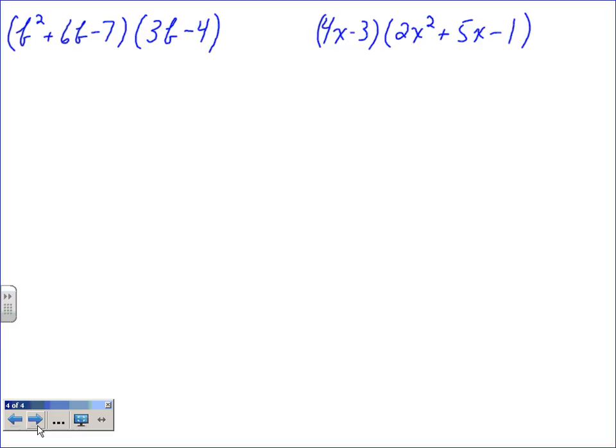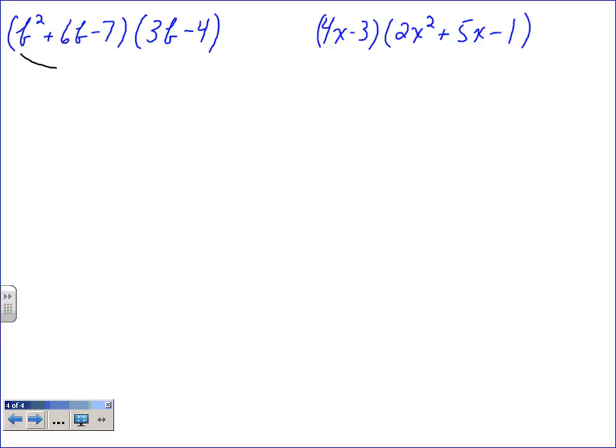All right, let's check this out. It's no big deal. I'm multiplying a trinomial times a binomial. That's 6b. Okay. And it's nothing we haven't done up to this point, because all we're going to do is distribute. So let's walk you through this.